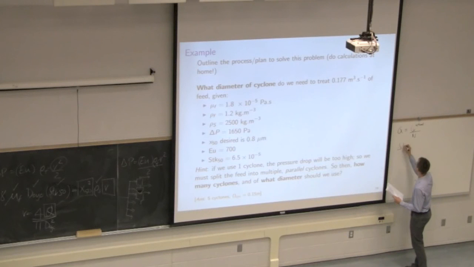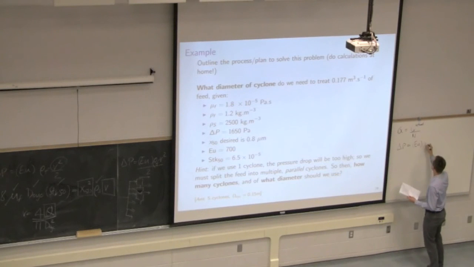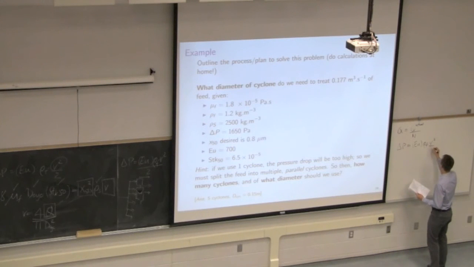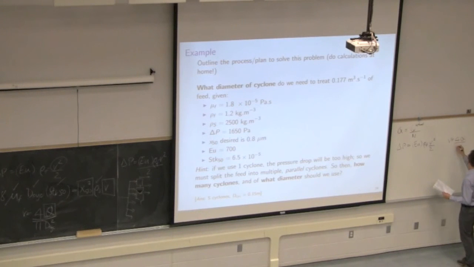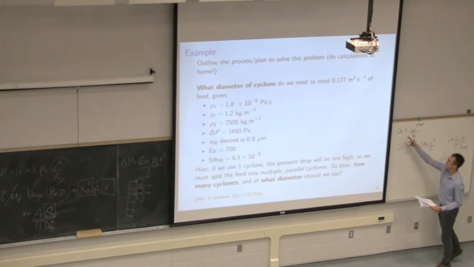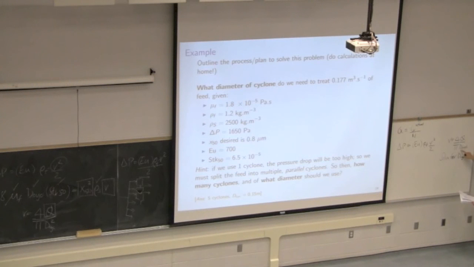If you've got the Euler equation, you've got delta P is equal to the Euler number multiplied by rho fluid times the velocity squared over 2. But we know that the velocity is equal to... So what we can do then is sub in this equation at Q and solve for the diameter of the cyclone for the given Q. So if I use two cyclones, my volumetric feed is going to be half. Put that in this equation and solve for the diameter of the cyclone that will treat that.